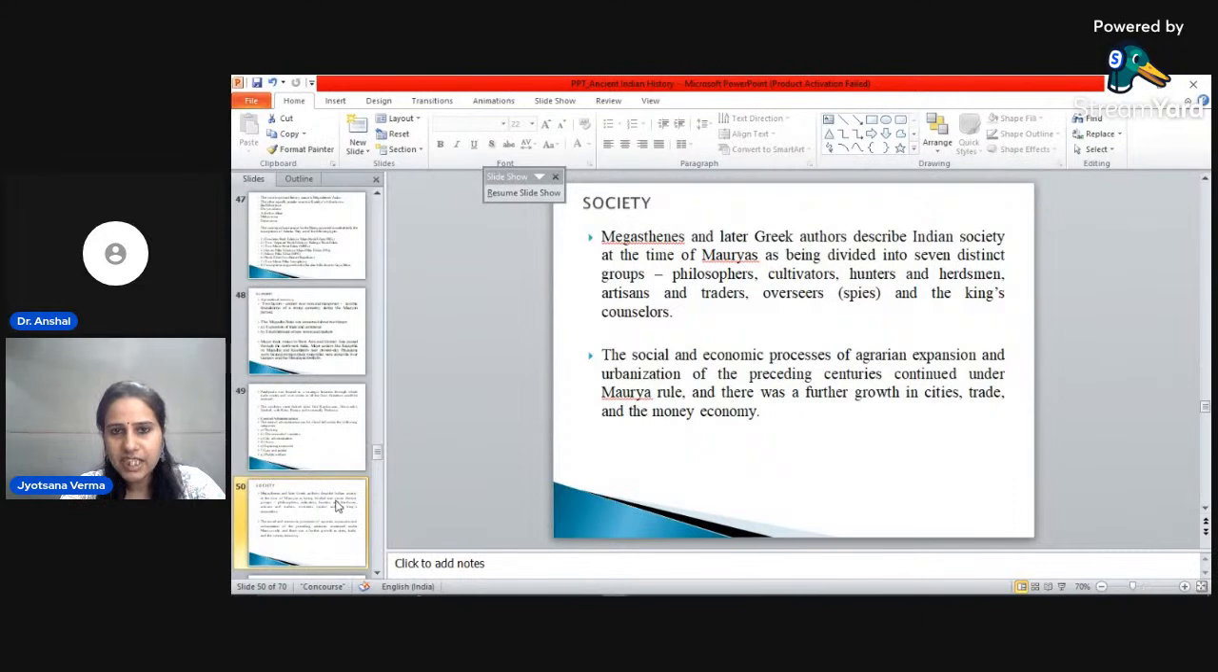Society in this period: according to Megasthenes, he described Mauryan society as divided into seven classes. He was confused by the caste system of India, because he says they are philosophers, cultivators, hunters, herdsmen, artisans, traders, overseers, and the king. These are some important categories of society. In the social and economic process, agrarian expansion and urbanization, begun earlier, continued under Mauryan rule, and there was a further growth in city trade and money economy.